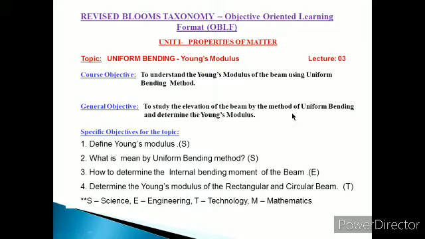The specific objectives of the topic are: what is meant by Young's modulus, what is meant by the uniform bending method, how to determine the internal bending moment of the beam, and also how to determine the Young's modulus of the rectangular and the circular cross section of the beam.